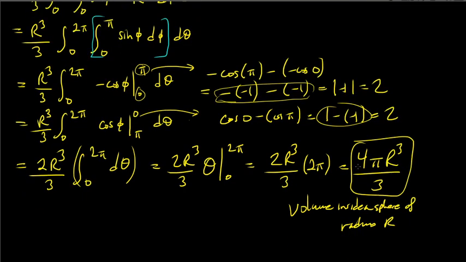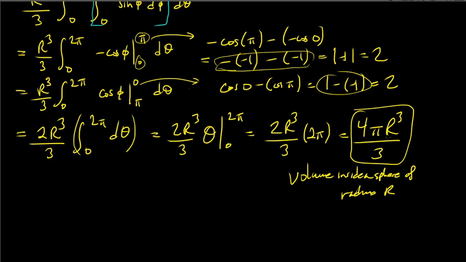So that's the volume. People say volume of a sphere, but it's really the volume of a ball of radius r. It's the volume inside of a sphere, right? So the sphere itself has surface area, which is 4 pi r squared.